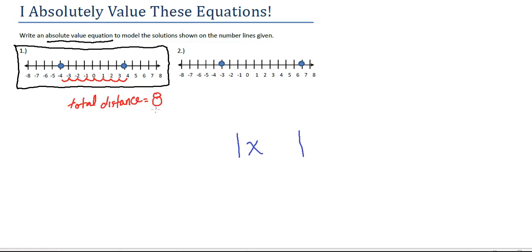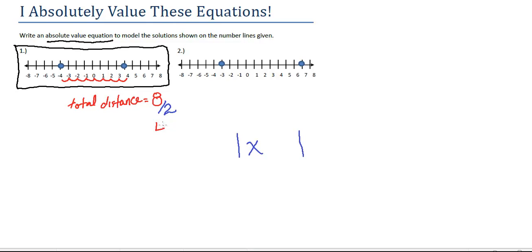Now, this distance here, 8, is the total distance traveled. What I want to know is the distance from the starting point to each of those outsides. So really, I'm traveling twice the distance, so what I want to do here is divide this by 2. And 8 divided by 2 is obviously going to end up being 4.